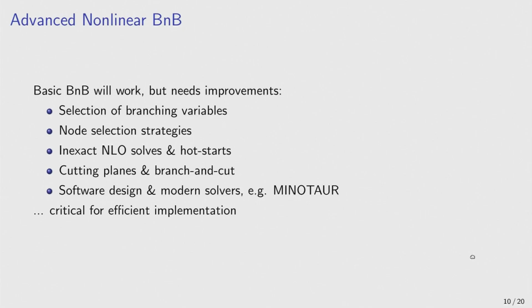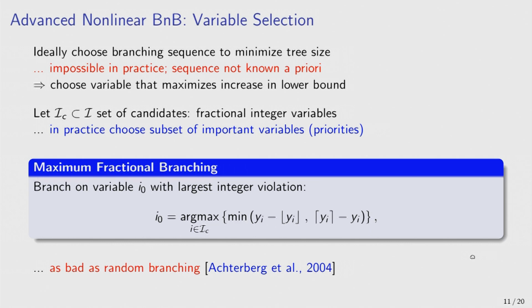So this basic framework will work. There's a proof that says this will work, but it'll work in a terrible way. So there's a number of things that you need to do. You need to select good branching strategies, have a good node selection strategy, maybe think about inexact nonlinear optimization solves, cutting planes, and then software design, and just how to store nodes on a tree and access them efficiently. So a lot goes into developing these solvers that wasn't in there.